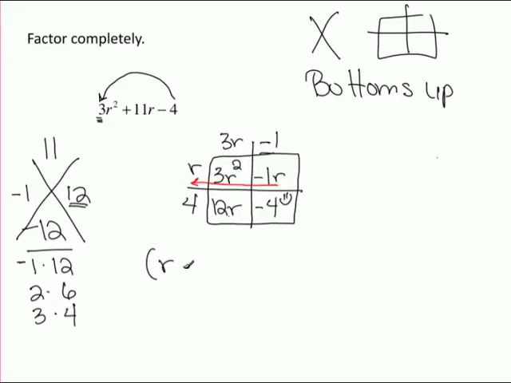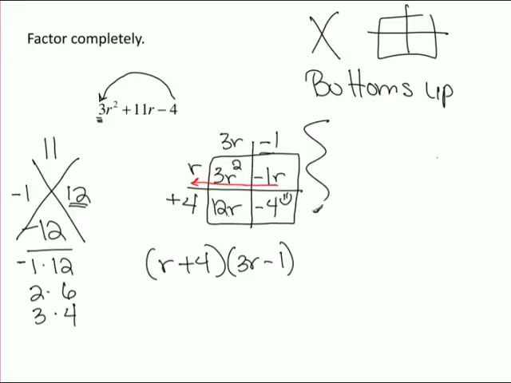So the answer is going to be r plus 4, because this is a positive 4, times 3r minus 1. Or we can switch this. Remember, the commutative property of multiplication allows us to switch these two factors without affecting the answer.